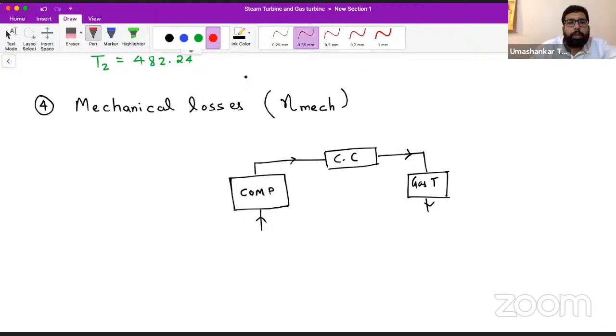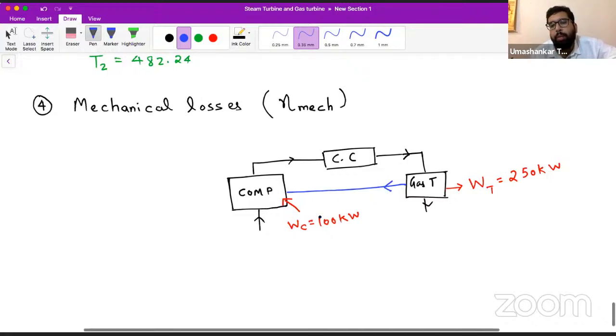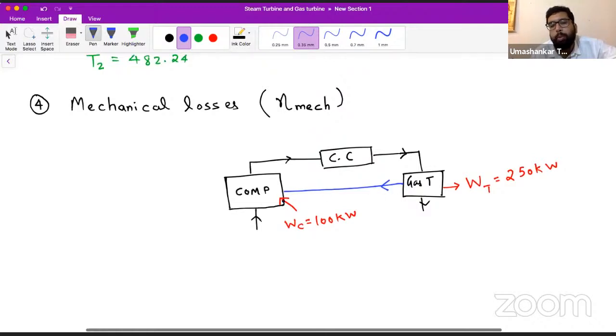As I told you, let's say the gas turbine is creating WT work. For instance, let us take 250 kilowatt it is generating. And to run this compressor, we require 100 kilowatt. So till now in the ideal cycle, what we were considering is that there will be no losses when this 100 kilowatt goes from turbine to compressor.